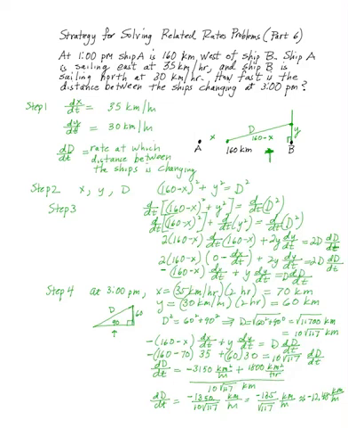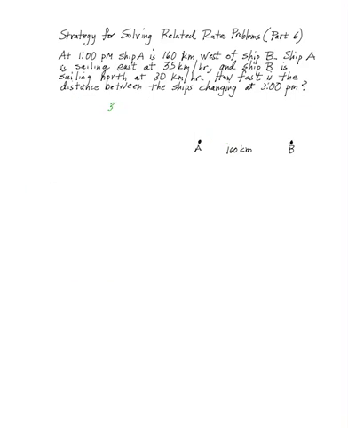So, one rate is 160 kilometers. No, that's not a rate, is it? That's a common mistake. But it's not 160 kilometers per time. I want to look for the rates. So one rate is what? 35 kilometers per hour. And another rate is 30 kilometers per hour.